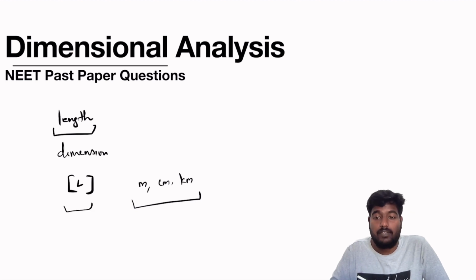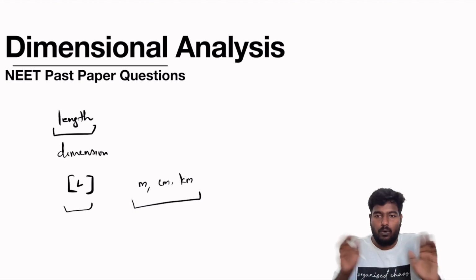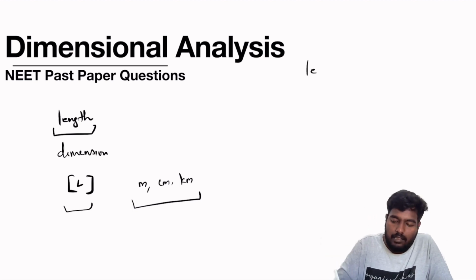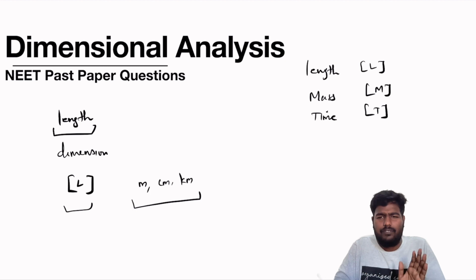So we have 7 basic dimensions. Only 7 basic fundamental dimensions. We do not have more than 7 dimensions. Namely length, mass, time. You can denote these by L, M, T. These 3 are very fundamental.